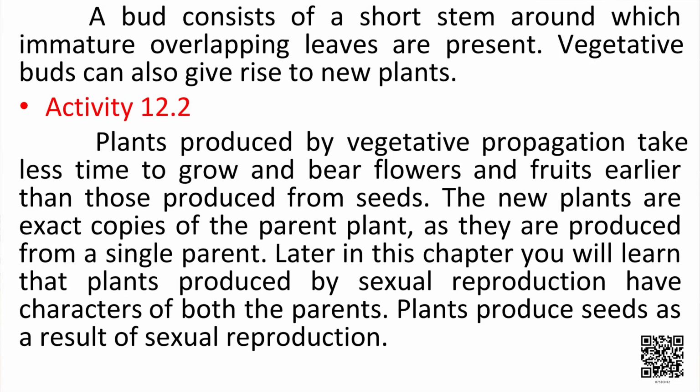Now, plants produced by vegetative propagation take less time to grow and bear flowers and fruits earlier than those produced from seeds. The new plants are exact copies of the parent plants, as they are produced from a single parent. Later in this chapter we will learn that plants produced by sexual reproduction have characters of both the parents, and plants produce seeds as a result of sexual reproduction. So, with this we are on to the topic of budding.